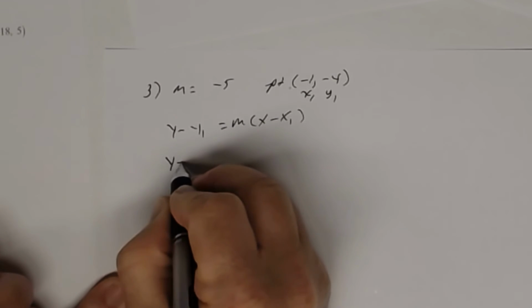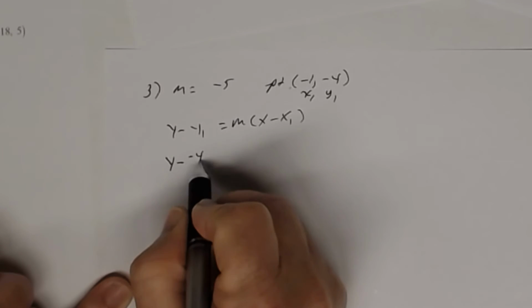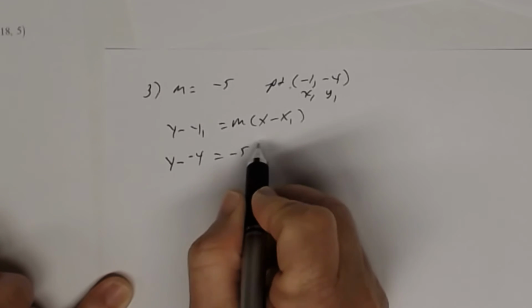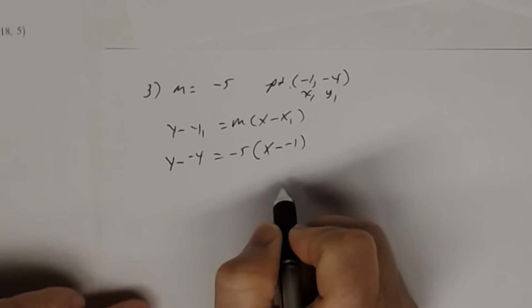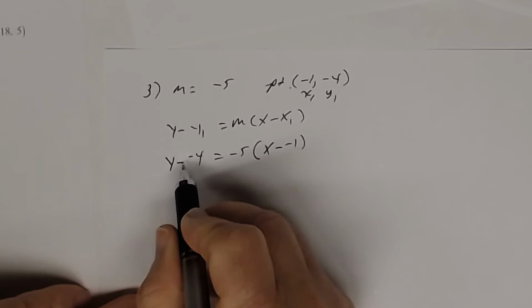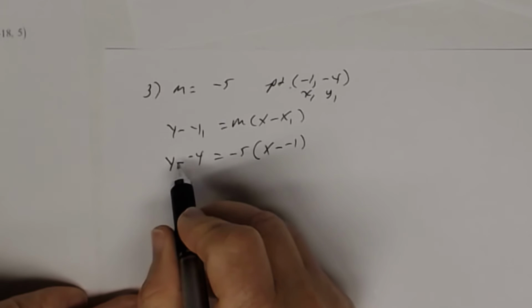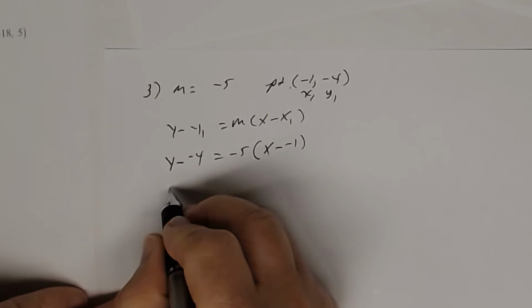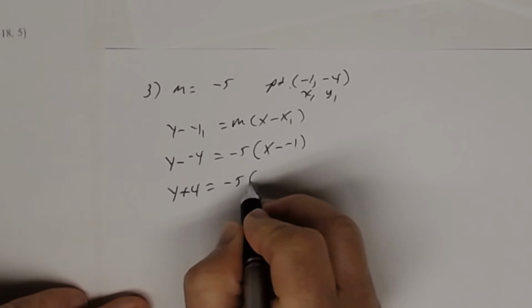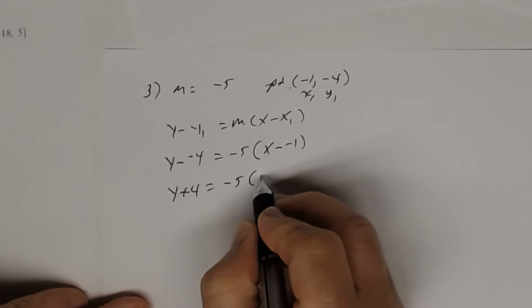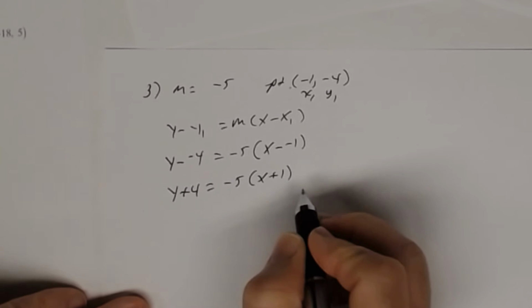So I get y subtract y1, which is -4, equal the slope, which is -5, times x subtract -1, x1. So there's that double negative. Let's go ahead and simplify this. y subtract -4 is equivalent to y plus 4 equals -5 times x subtract -1, which is equivalent to x plus 1.